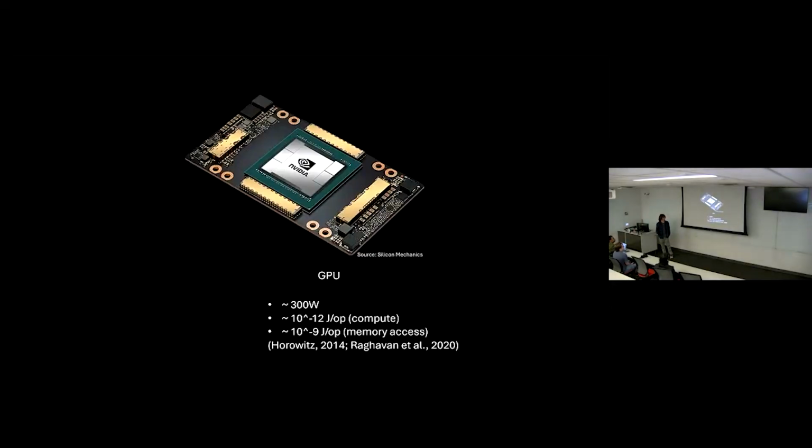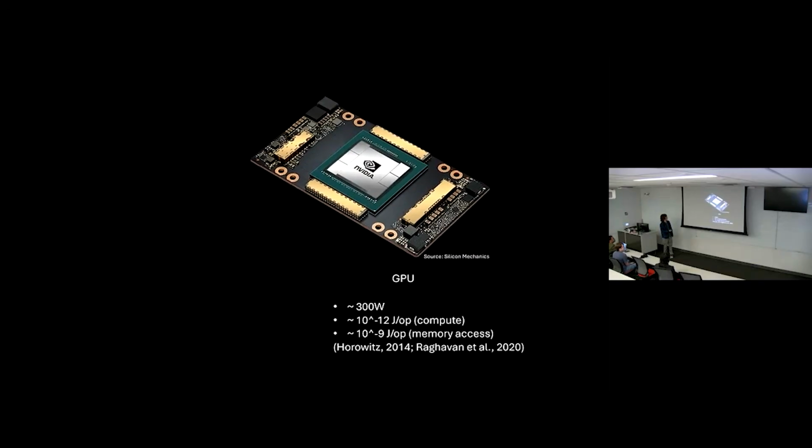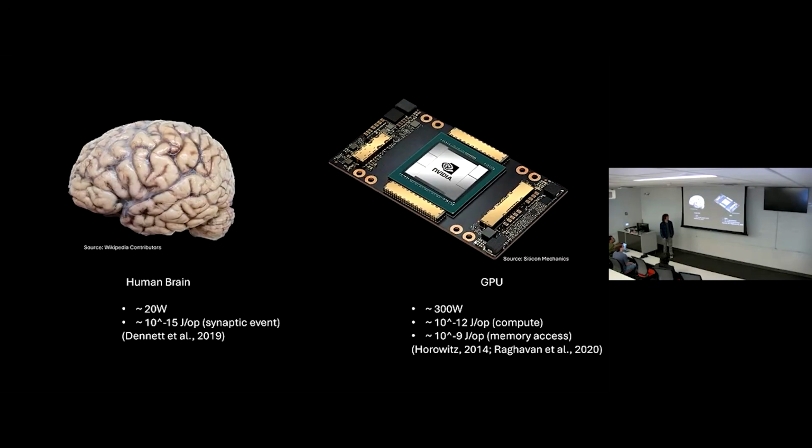So a GPU would run at about 300 watts and has about 1 picojoule per operation of compute. But if you compare that to our brains, they only run at about 20 watts and about 1 femtojoule per operation. But it's not really a fair comparison because the operation is pretty different. There's a synaptic event.